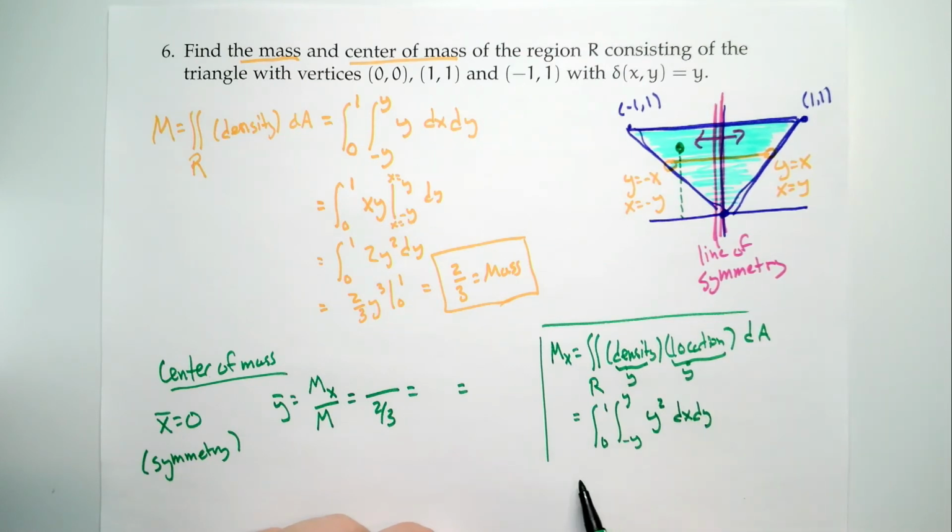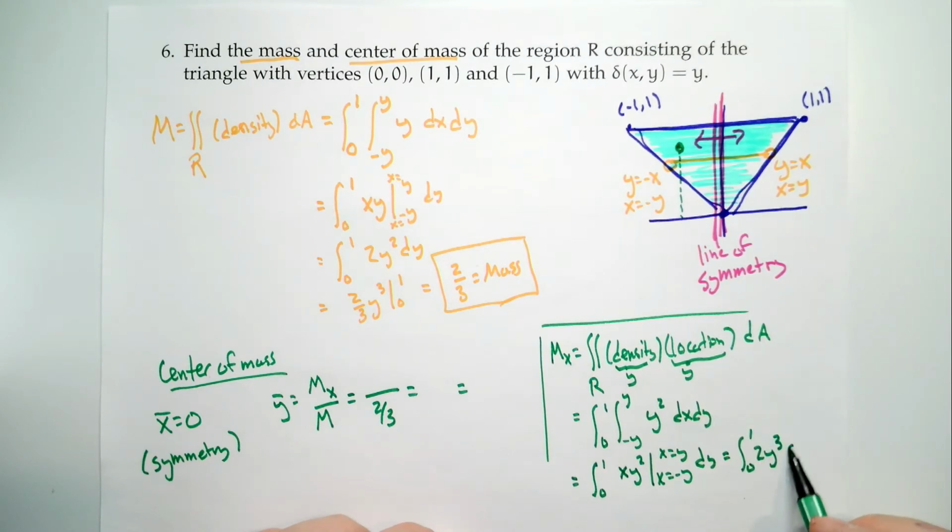Now this will feel very similar to what we just did. Integrating gives x y squared, evaluated from x equals minus y to x equals y. So you're going to get y cubed minus minus y cubed. So that's the integral from 0 to 1 of 2y cubed. And if you integrate that, that'll be 2/4, also known as a half, y to the 4th. Evaluate that from 0 to 1, which is a half.